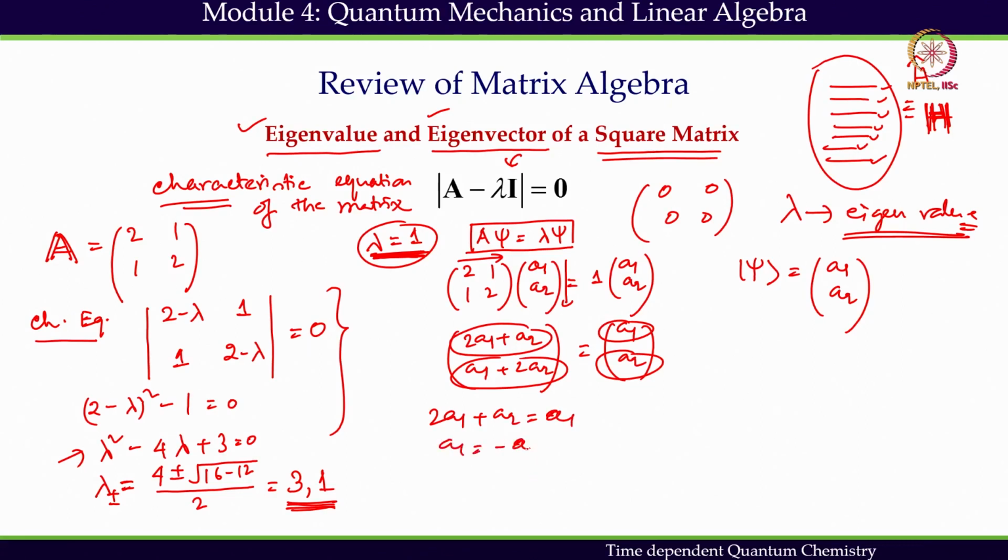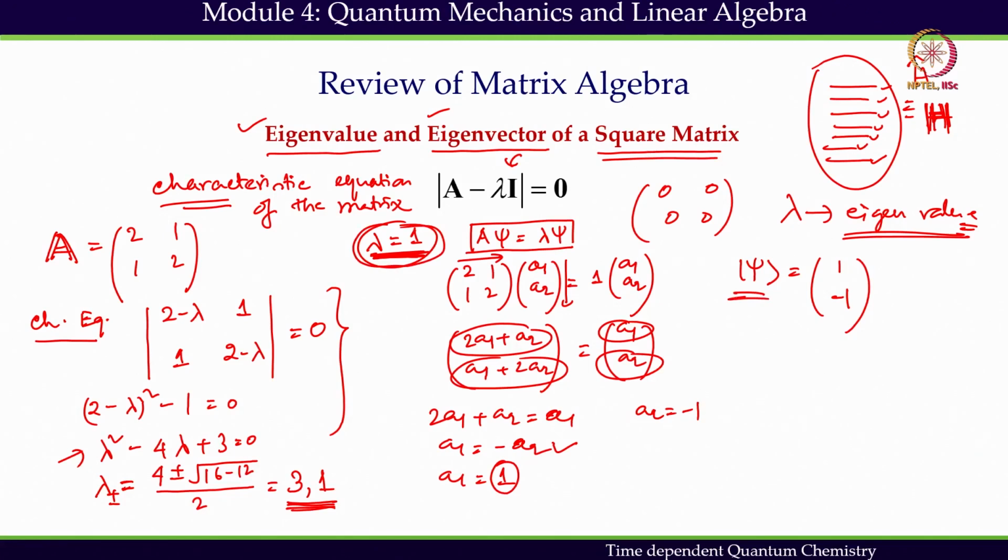If it is so, then I will be able to write 2A1 plus A2 equals A1, or A1 equals minus A2. So, if I have A1 equals minus A2, I can take A1 to be 1, because it does not matter what basis we take, finally we need the relative components. For a particular basis I may get A1 equals 1, and immediately I get A2 equals minus 1, which means the wave function associated with that particular eigenstate will be represented by 1 minus 1.